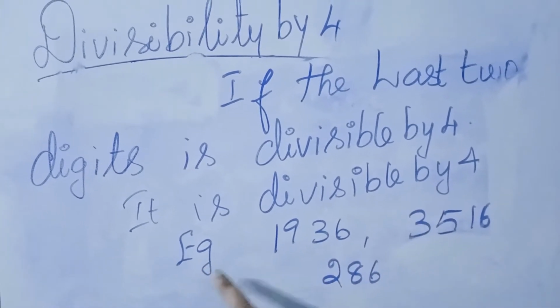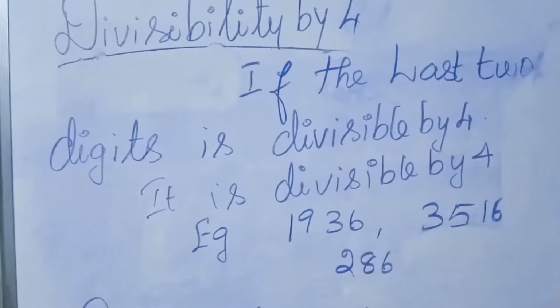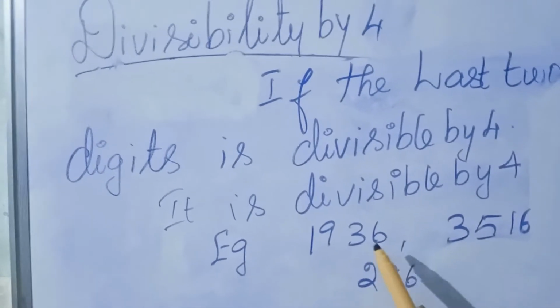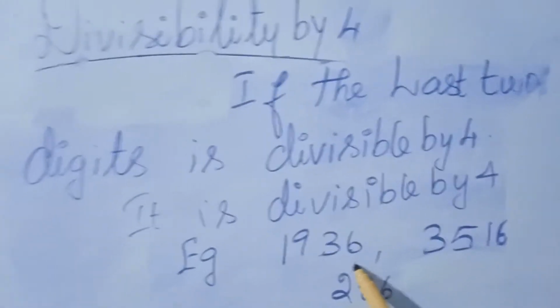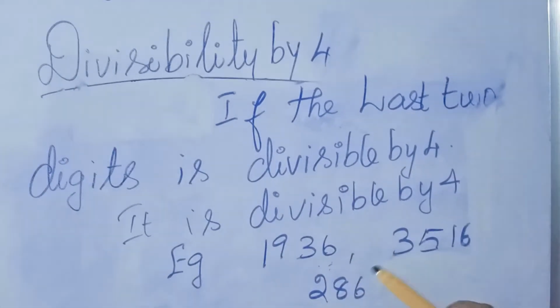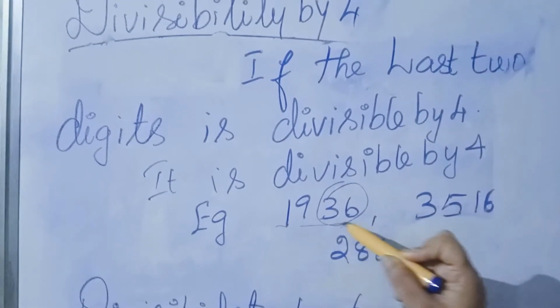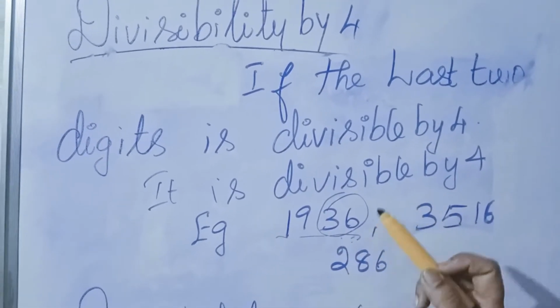Okay, for example, 1936. We have to check the last 2 digits. Okay, the last 2 digits are 36. 36 is divisible by 4, so the whole number is divisible by 4.